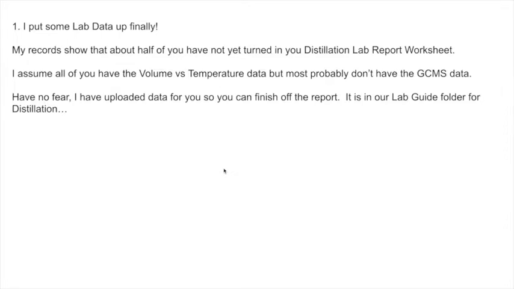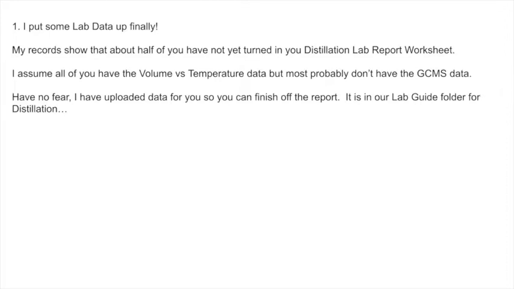Okay, and then before we get going on the lecture on the whiteboard, I put up lab data finally. Today I finally got the distillation data up, and I'll keep adding more to that. I'll do the banana oil next, I think. For those of you who didn't get all the banana oil data, I'll put that up for you.